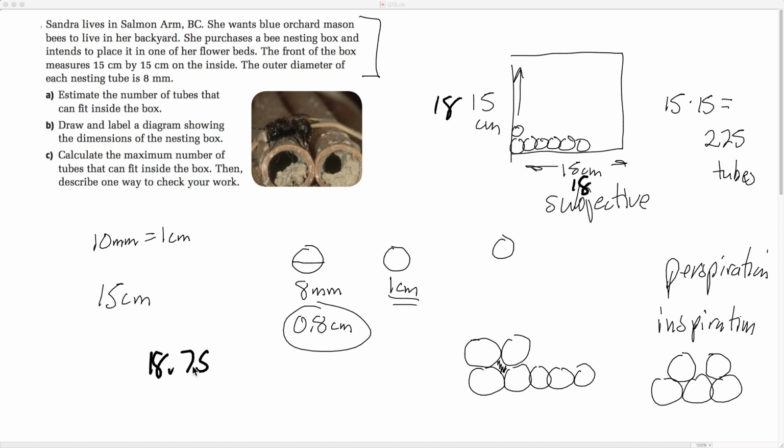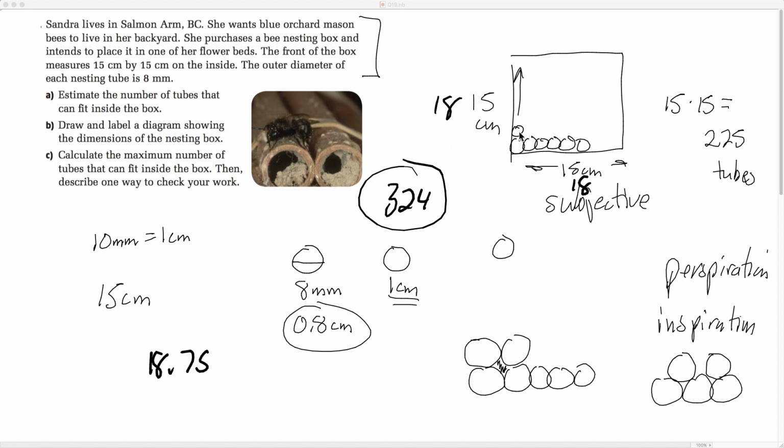We'd have to round down because 19 won't fit. That will be too many. It will be outside the dimensions of the box. So maybe a better estimate, if we're actually using our calculator, would be to say 18 times 18, which is 324. So that's one possible way of doing it.